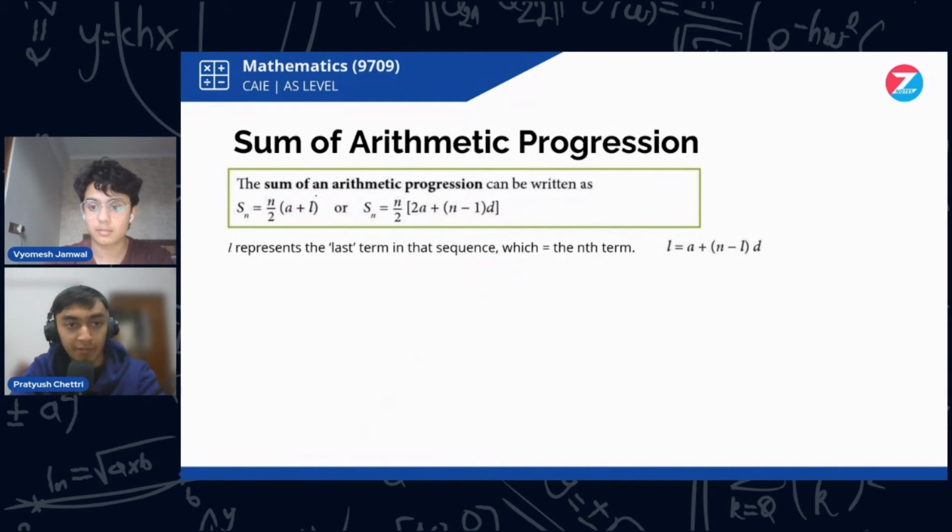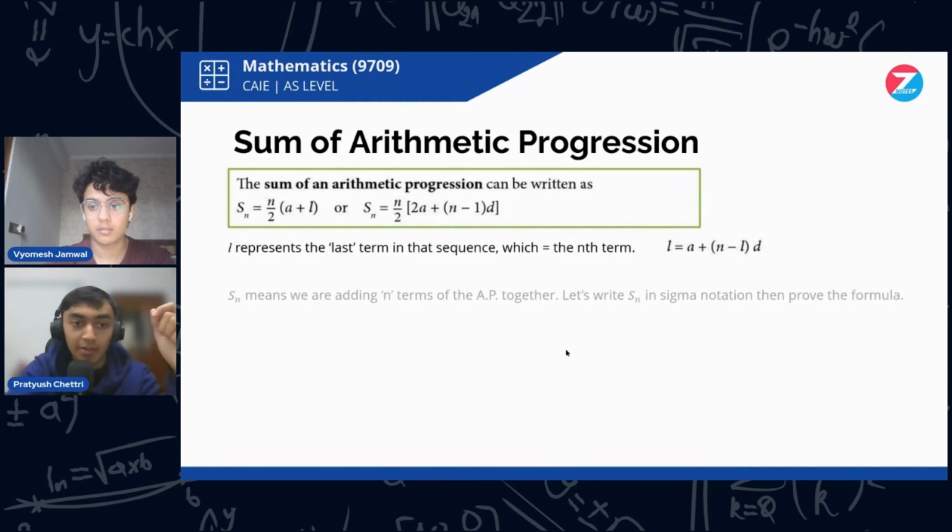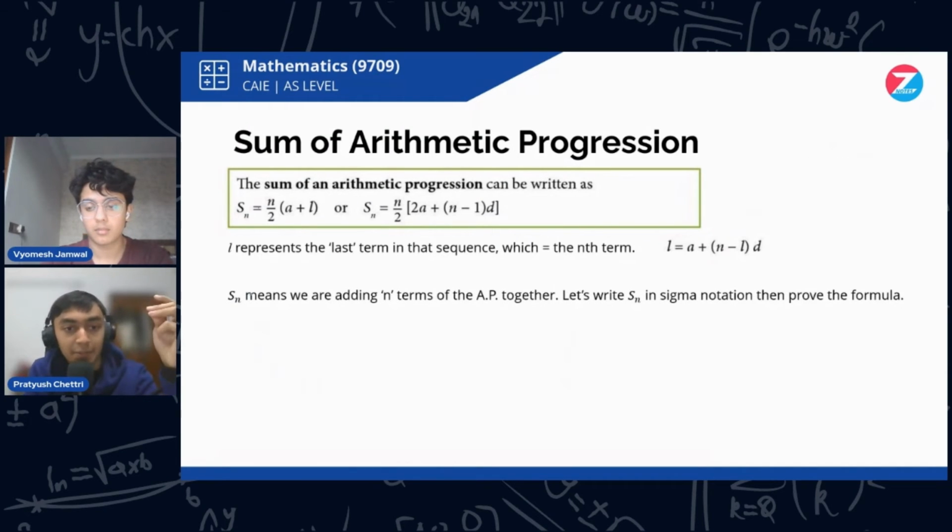The formula here is given. L here represents simply the nth term. The last term in the sequence is the nth term. So if we're adding up, S means sum of, so the sum of all the terms up till the 30th term. Well, our last term would simply be the nth term, which here is the 30th term. Okay, that makes a little bit of sense. Sn means we're adding n terms of the arithmetic progression together.